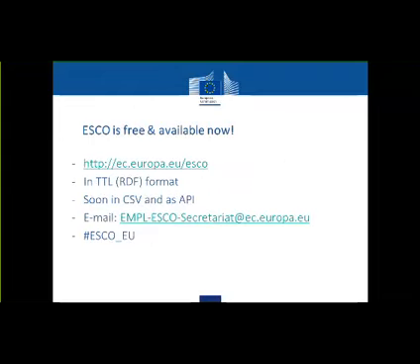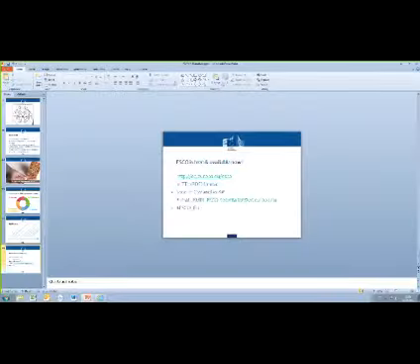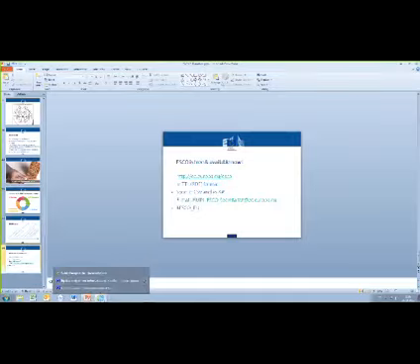ESCO is free. It's available now. You'll find the URL on this slide, so it's ec.europa.eu/ESCO. You can find it there in RDF format. I think it's already now available in CSV format. Towards the end of the year, we will offer also an API. And for any questions, you can always contact us through the ESCO portal or by using this email address. We are either happy to receive questions by email, or I'm also happy to receive questions now.